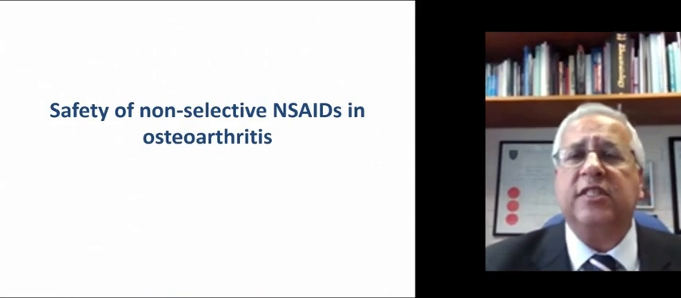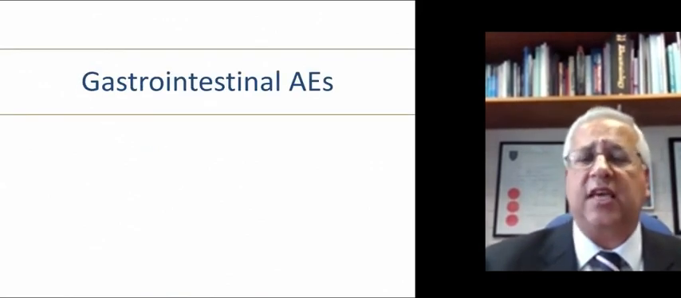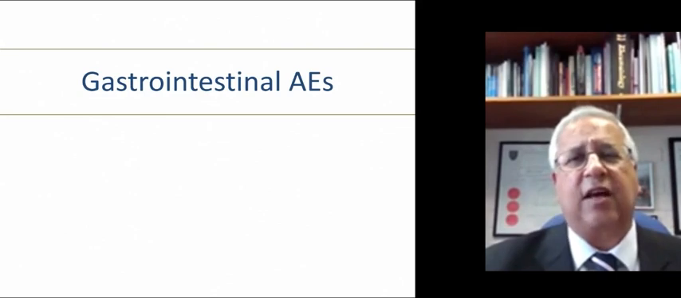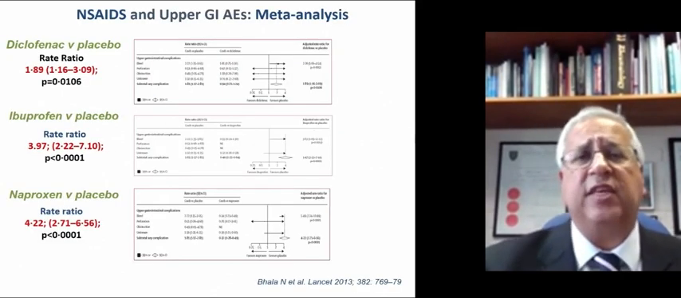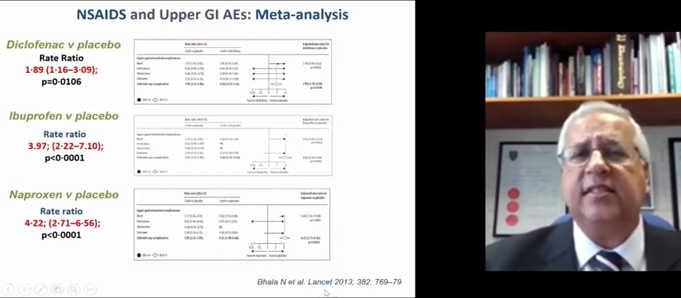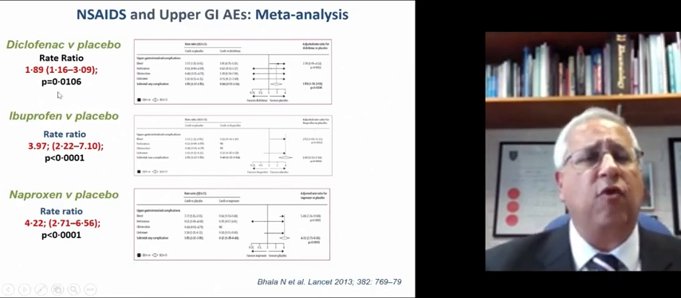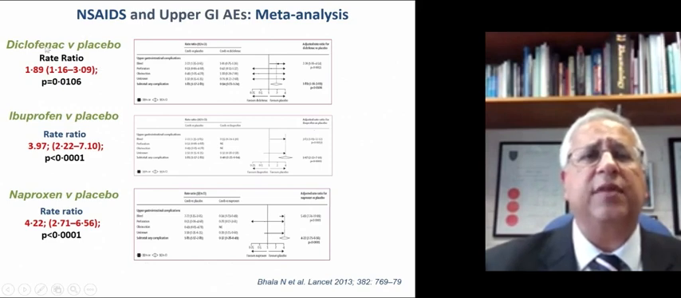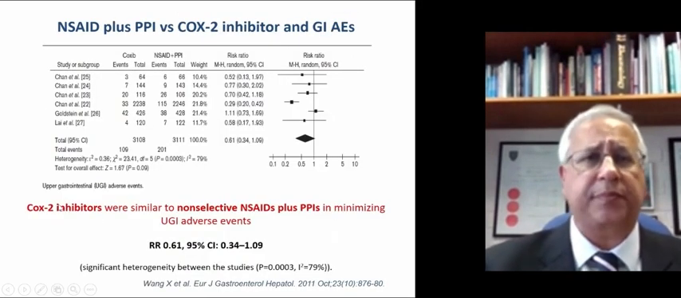Now let's move to the non-selective NSAIDs, which are the next tier. And of course, the main side effect we're aware of over the years is upper gastrointestinal intolerance. So in this systematic review and meta-analysis from 8 years ago in The Lancet, we have diclofenac versus placebo, ibuprofen versus placebo, and naproxen versus placebo, and you can see the progressively increasing rate ratio for upper GI intolerance, 4.22 in the case of naproxen.